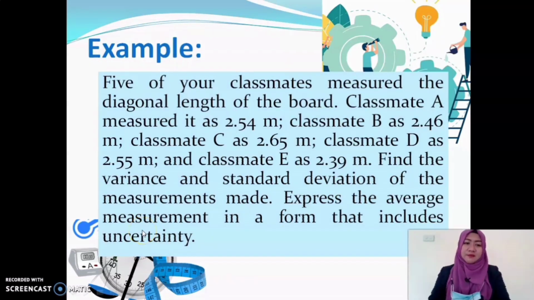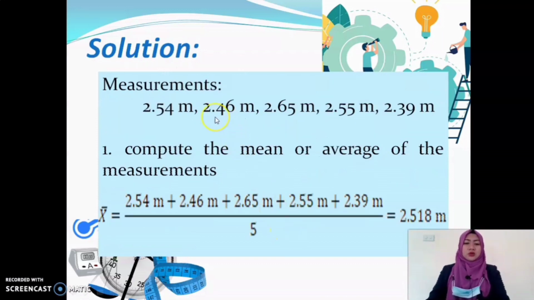Okay, for example, 5 of your classmates measured the diagonal length of the board. Classmate A measured it as 2.54 meters, classmate B as 2.46 meters, classmate C as 2.65 meters, classmate D as 2.55 meters, and classmate E as 2.39 meters. Find the variance and the standard deviation of the measurements made. Express the average measurement in a form that includes uncertainty. How are we going to do that? So you just identify what the measurements are. We have this.